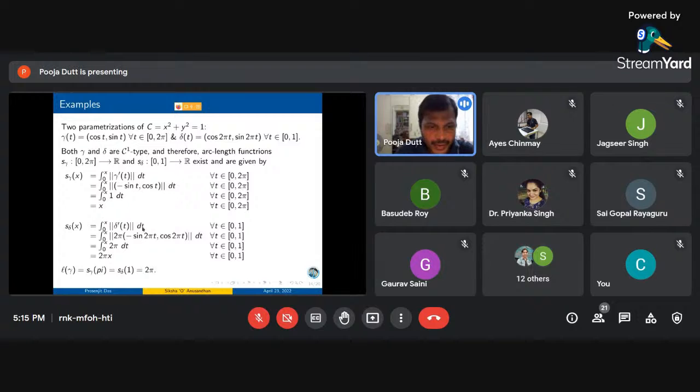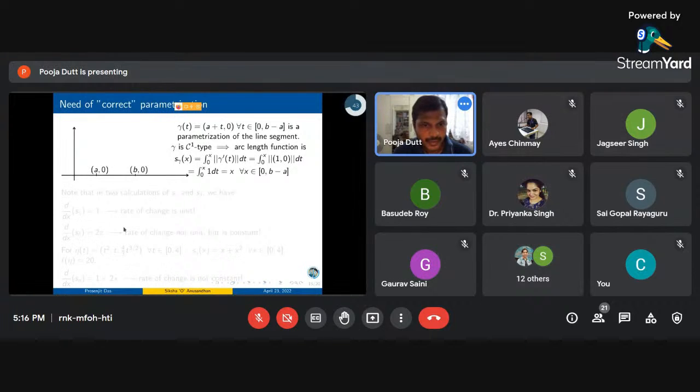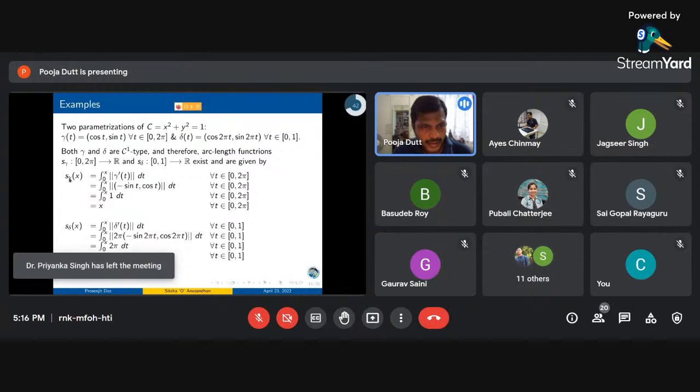Then one can check that the function changes. It becomes 2 pi x. However, at 0 you will get 0, and at 1 it is 2 pi. So here the thing is that in both cases the arc length function depends fully upon the parameterization. And in one case, its differentiation becomes 1.